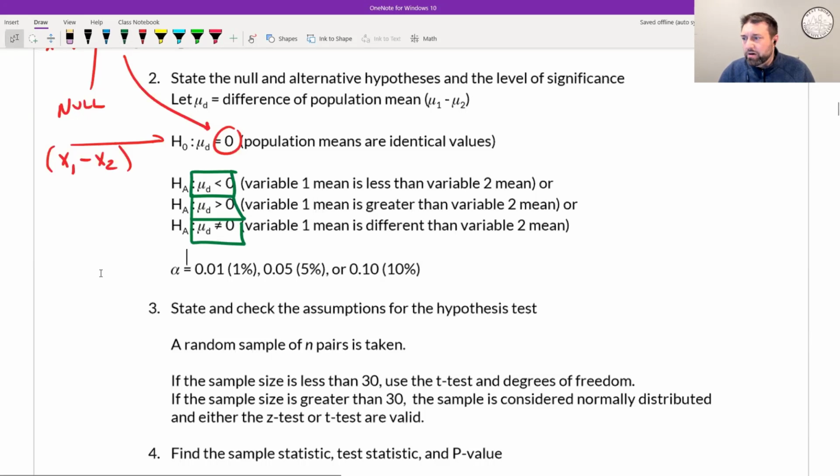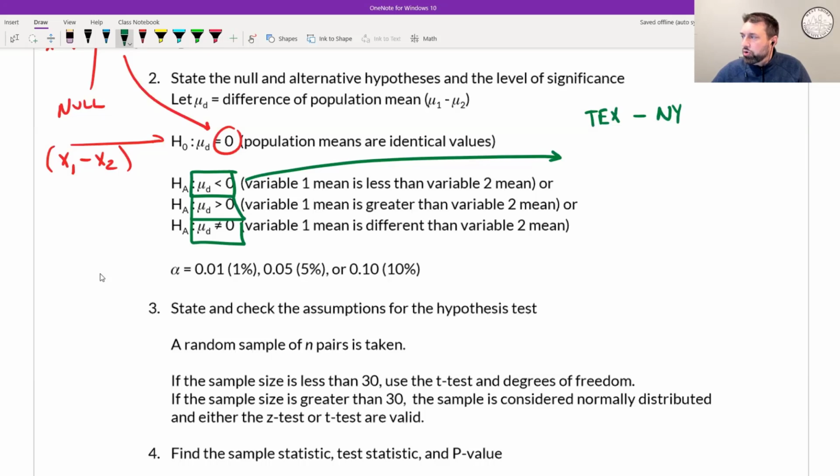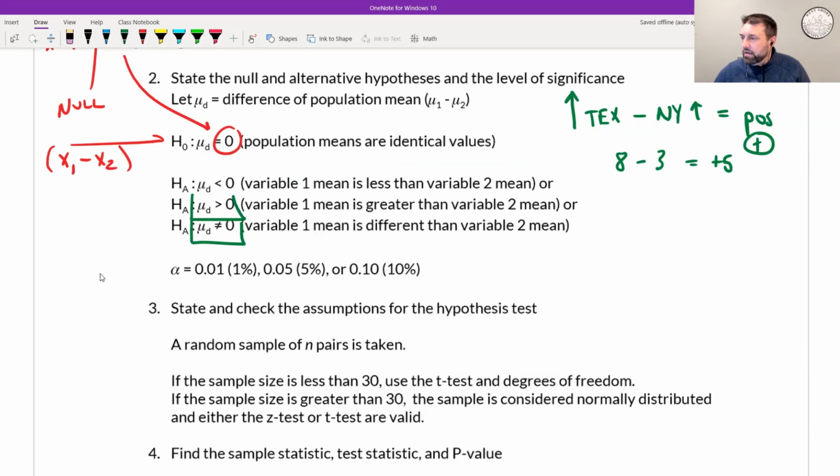Let me take a minute to tease apart this positive and negative. We alluded to this a little bit earlier last time when we were talking about some of the story problems where it was difference in proportion. Remember, we had something like the proportion of people in Texas minus the proportion of people in New York, right? It was something like this. And we said, if Texas was the larger number and New York was the smaller number, then when you subtracted them, you ended up with a positive value. 8 minus 3 is positive 5. That would be like this situation right here, where the difference between the two is a positive number.